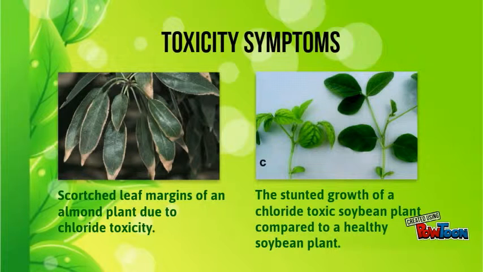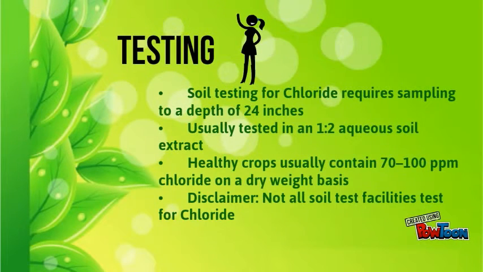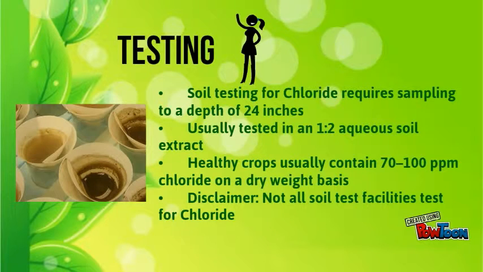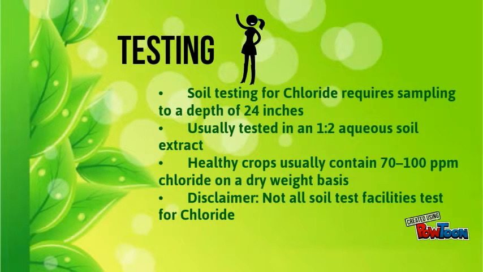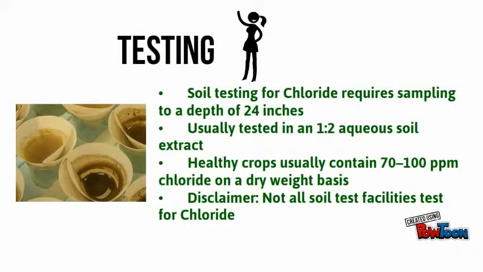In order to know if chloride is affecting your crop, soil testing may need to be done. For a chloride soil test, you will need to collect a sample to a depth of 24 inches due to its leaching ability. The soil test is done at 1 volume of soil to 2 volumes of distilled water. Healthy crops usually contain 70 to 100 parts per million of chloride on a dry weight basis. As a disclaimer, because of chloride's recent discovery, not all soil testing facilities automatically test for chloride. You will need to ask them directly to test for it.